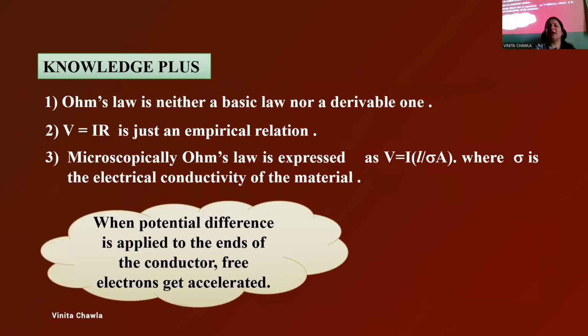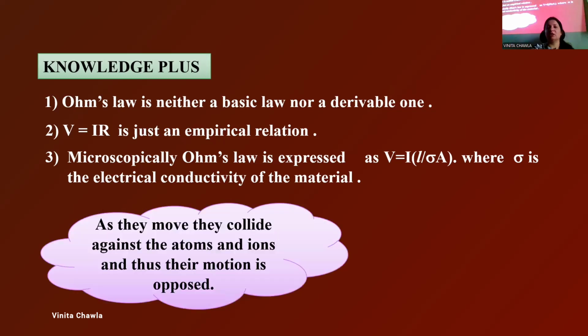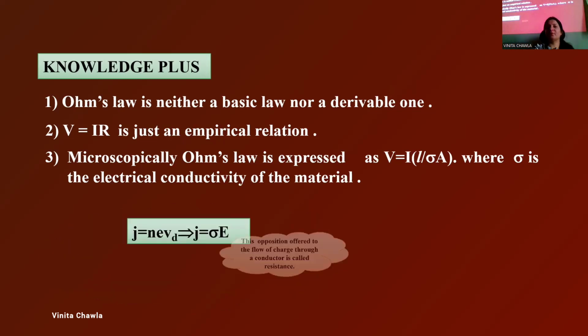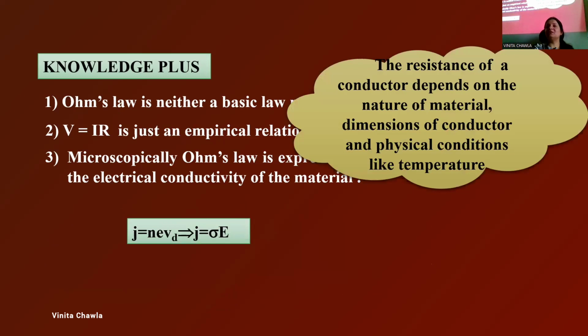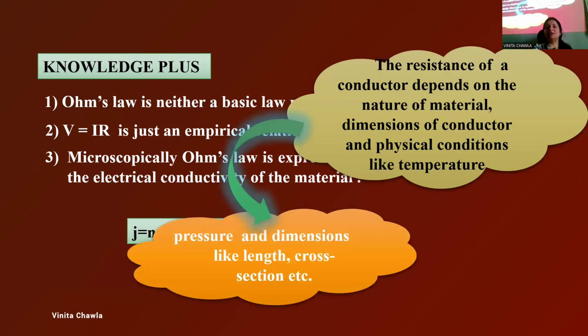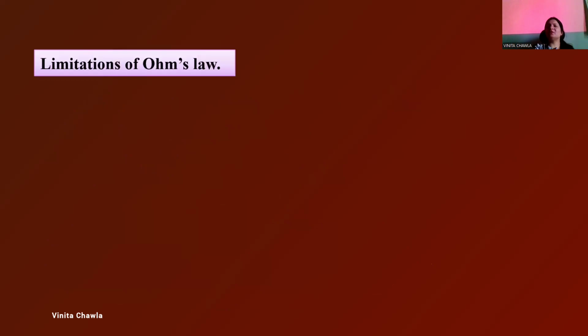When a potential difference is applied to the ends of the conductor, free electrons get accelerated. This we also know. When we apply a potential difference, the electrons accelerate. And when they move, they collide against the atoms or ions, and thus their motion is opposed. This opposition offered to the flow of charge through a conductor is called resistance. We know this too. The resistance of a conductor depends upon the nature of the material, the dimensions of the conductor, and physical conditions like temperature, pressure, and dimensions like length, cross section, etc. So this is revision, because we already did these points, we are just revising.